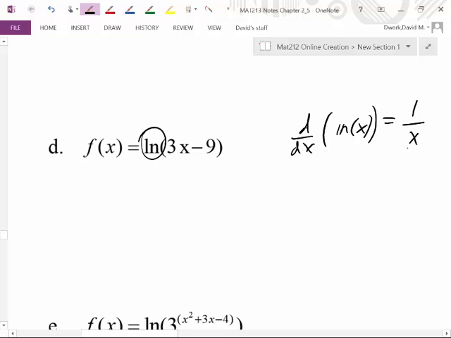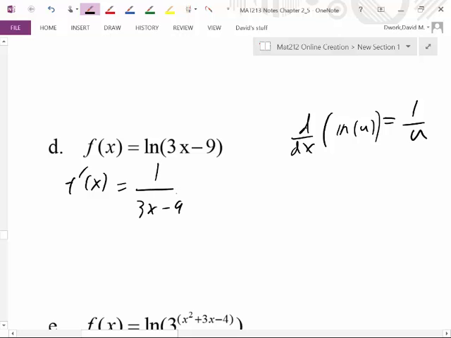Well, so now we know a little better. Instead of calling it x, why don't we call it u or something? So it would be 1 over u. It's just saying it's 1 over whatever was inside the natural log. So therefore, the derivative here of this function would be 1 over 3x minus 9.